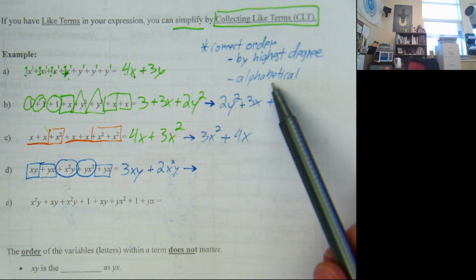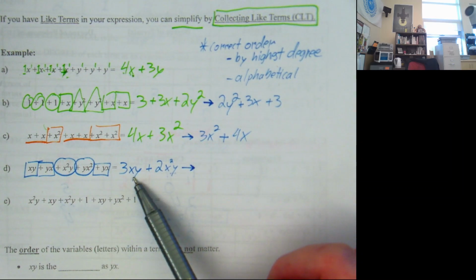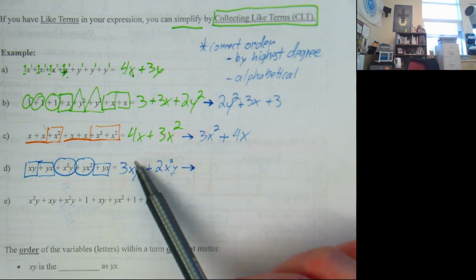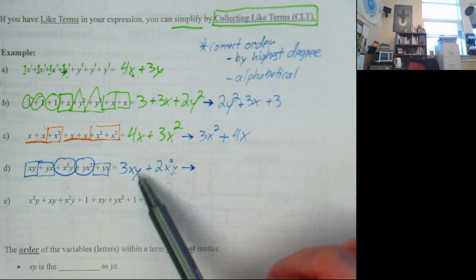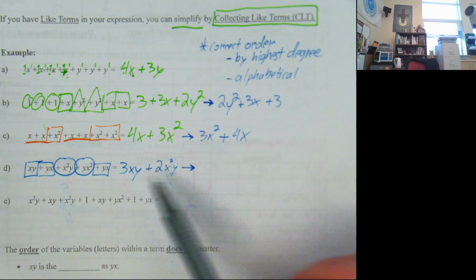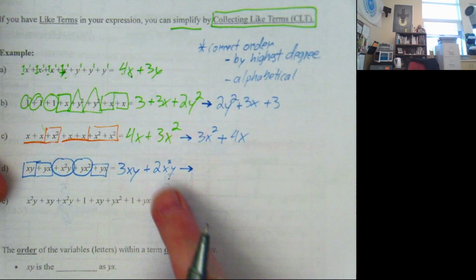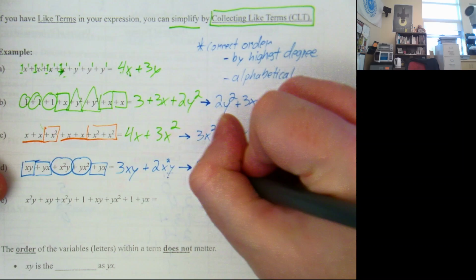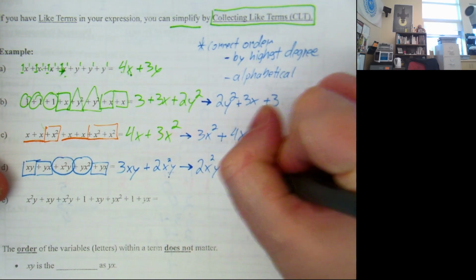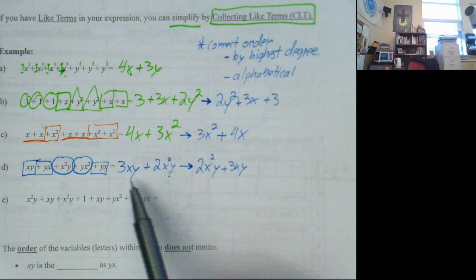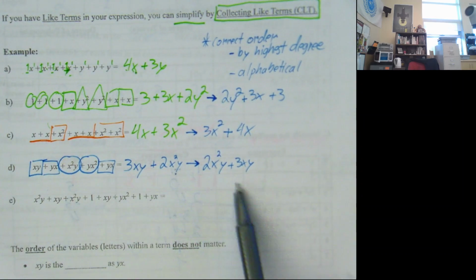Followed by alphabetical. What's the degree of this term? 0. The degree is the sum of the exponents on the variables. Well, this one has a 1 and this one has a 1, so the whole term is degree 2. What's the degree on this one? 3. So then this one has to come first. 2x squared y plus 3xy. This 3xy is positive, so we go plus 3xy.